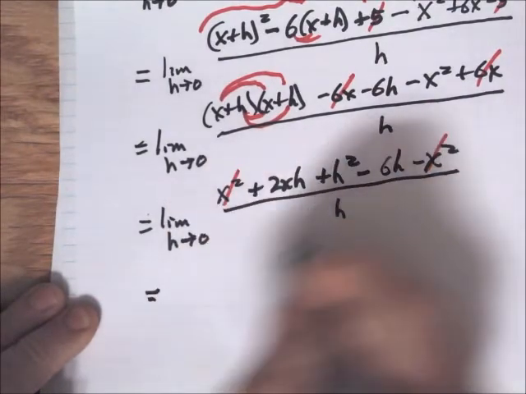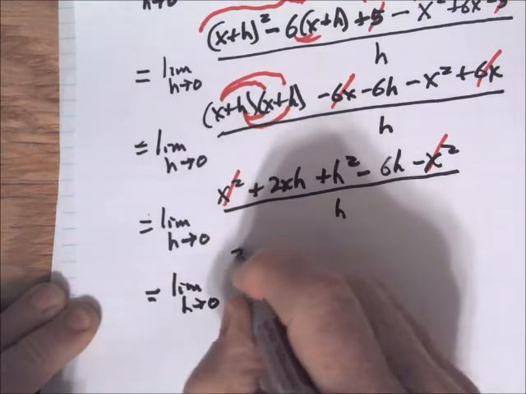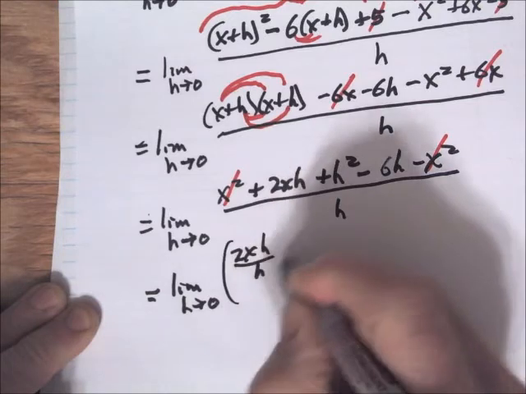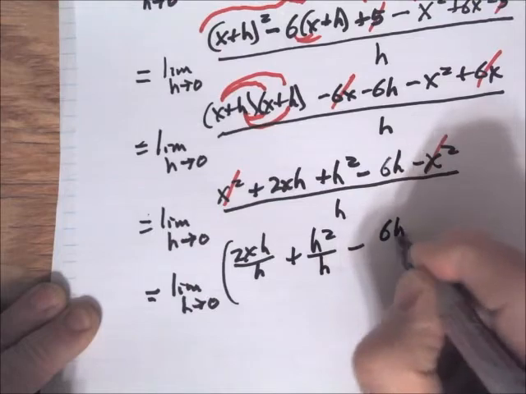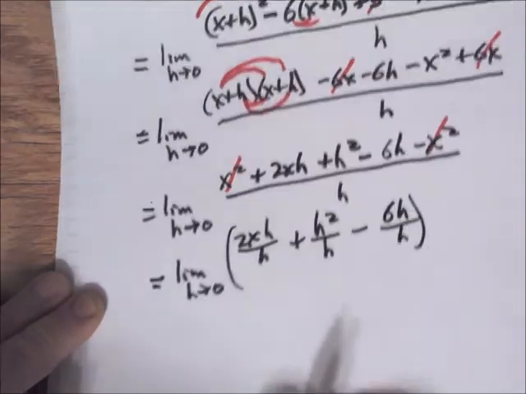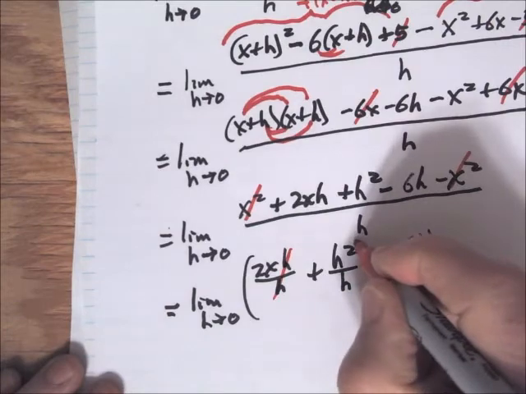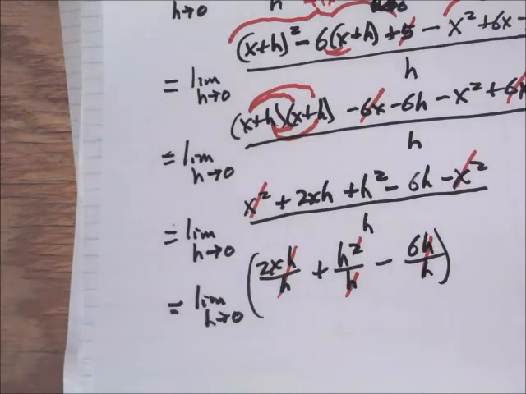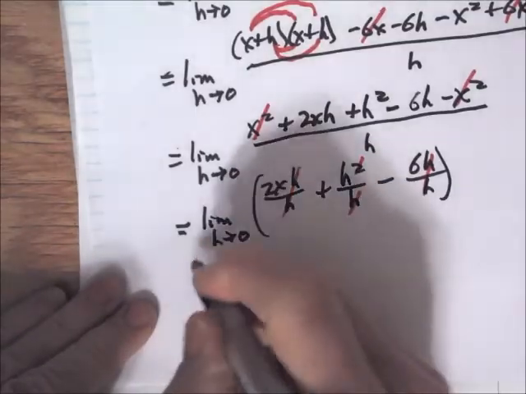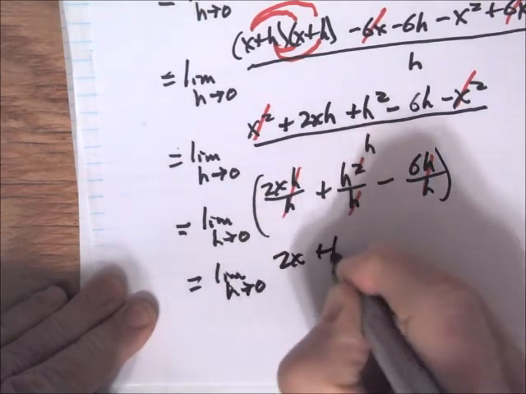and we can also distribute the denominator here. So the limit as h goes to 0, 2xh over h plus h squared over h minus 6h over h. Okay, so if we divide through by h, the h's will cancel on the bottom. We're left with an h in the middle term here. That gives us a limit as h goes to 0, 2x plus h minus 6.